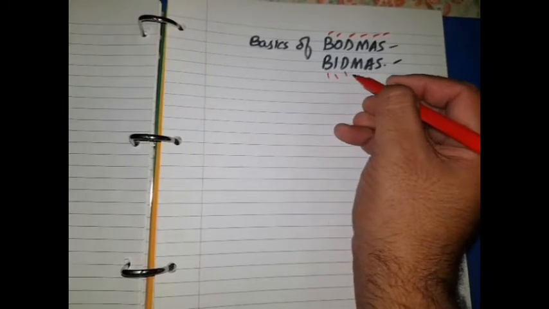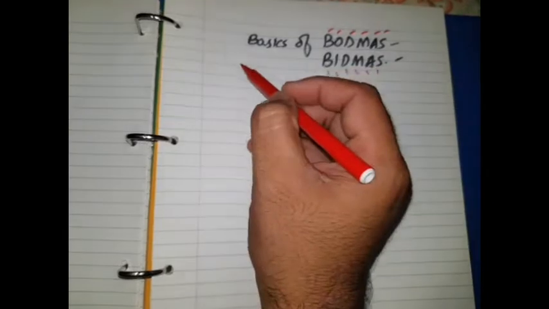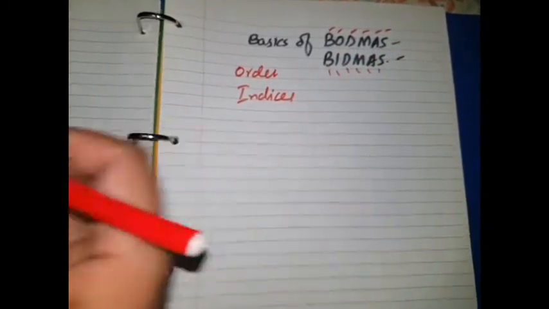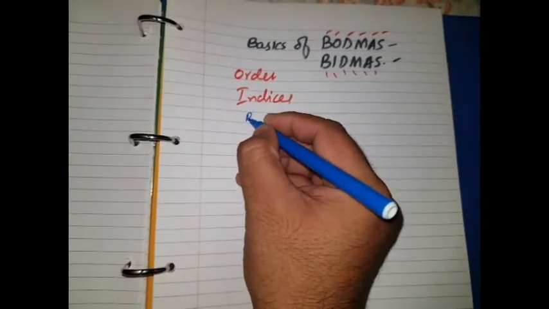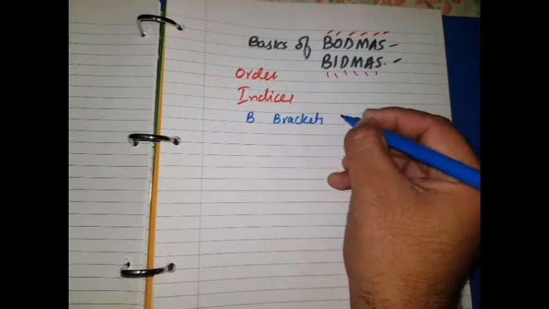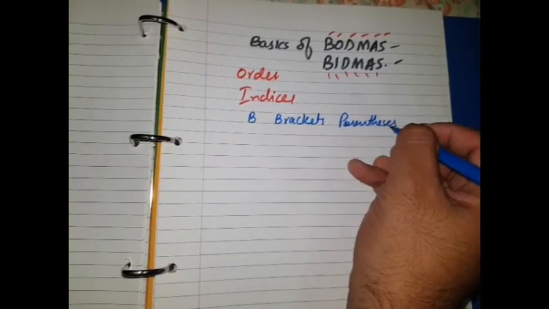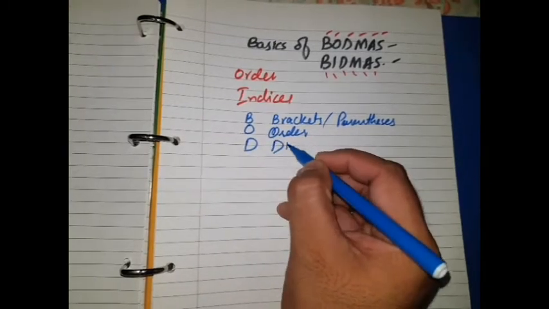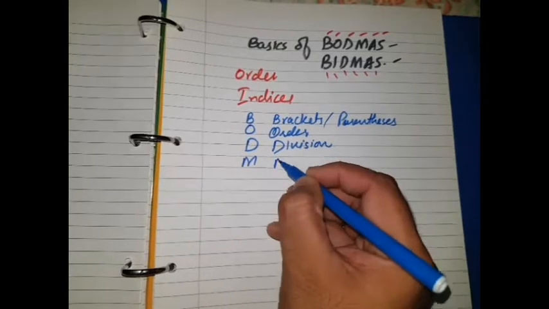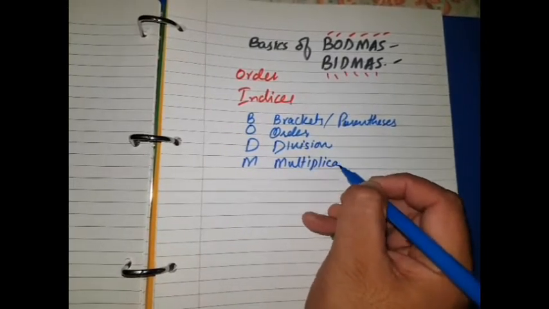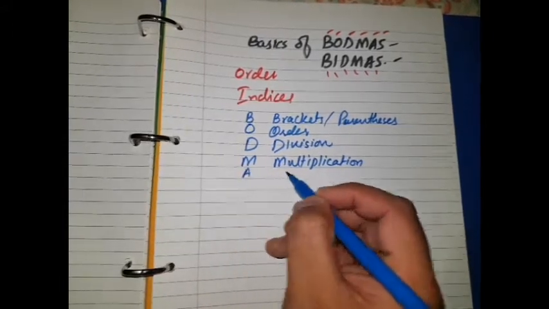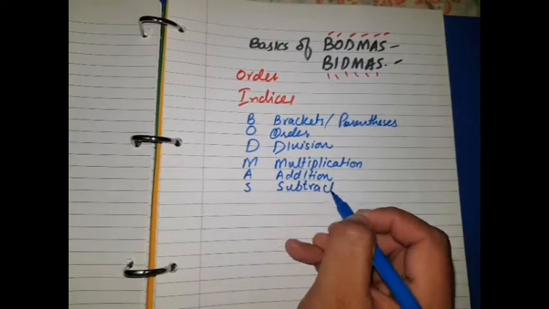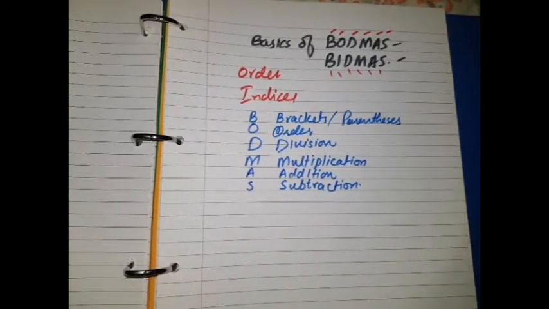In BIDMAS, we have the same certain order to do the things, but the difference is only O and I. O is for order, while I is for indices. What these things stand for, I'll explain them here. Right now, B stands for brackets or parentheses, and O stands for order, D stands for division, M stands for multiplication, then A stands for addition, and S stands for subtraction.